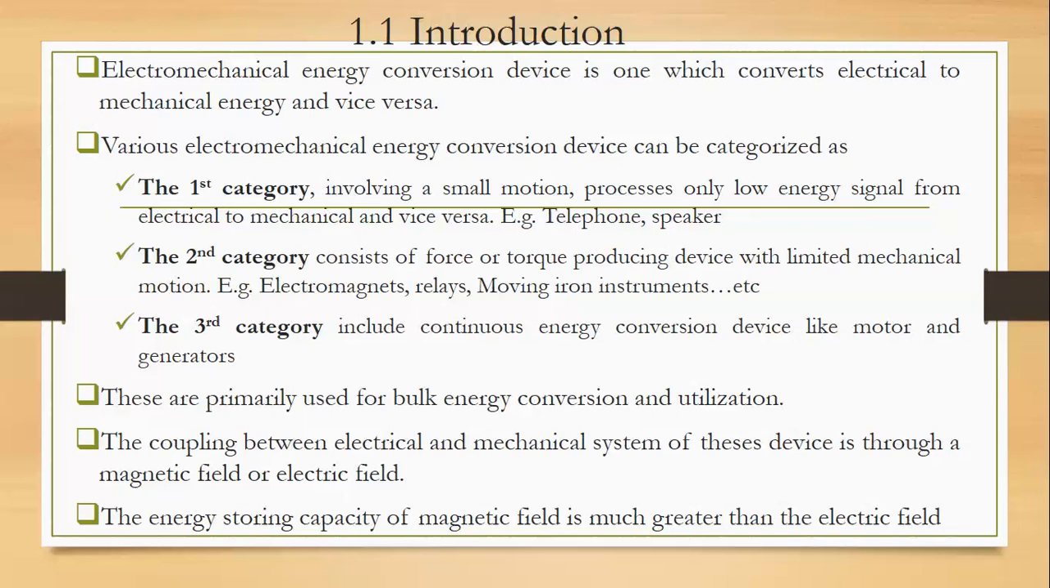This coupling field can be an electric field as well as a magnetic field. However, the energy contained in the magnetic field is 25,000 times that of the electric field. That means it has higher energy content than the electric field. Therefore, when we're considering a coupling field, we're saying magnetic field.